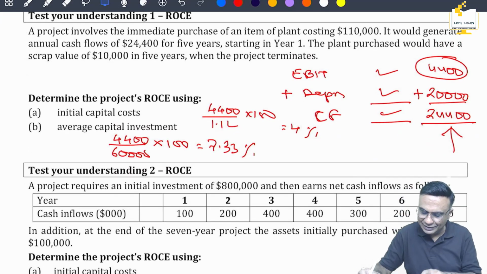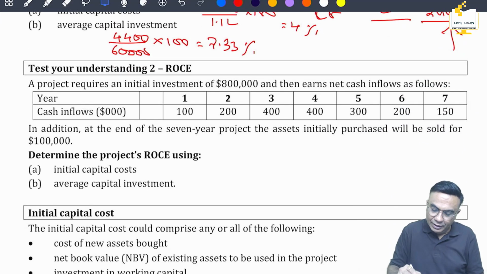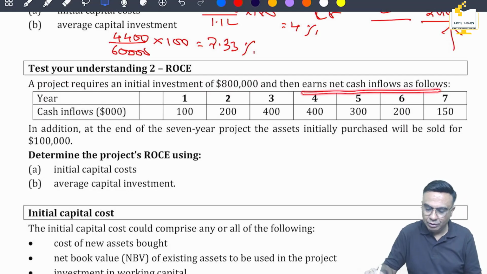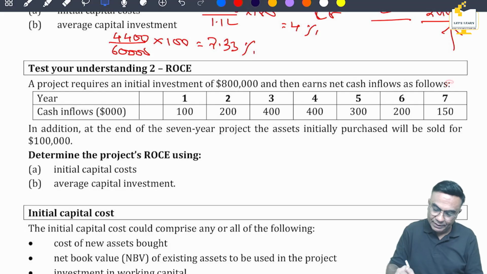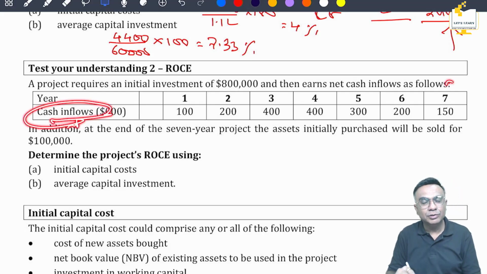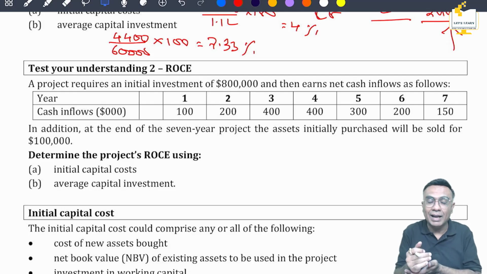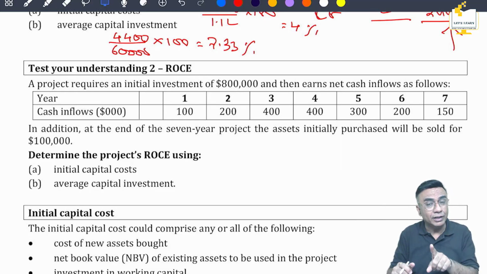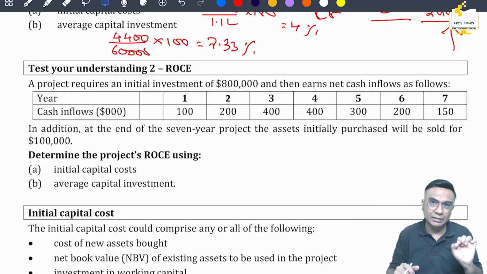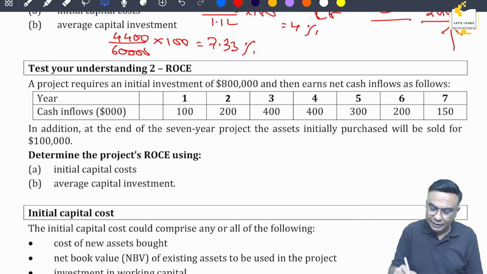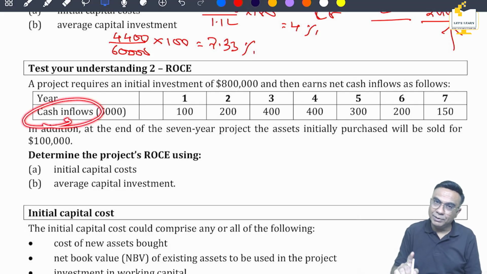Okay, let us take the second example. A project requires initial investment of $8 lakh and earns net cash inflow as follows. Year 1, 2, 3, 4, 5 up to 7. Cash inflow. Again, cash inflows are given. So depreciation you have to deduct, because to get cash flow, depreciation must have been added back. Right. But I want profit before interest. I want book profit, not the cash profit. Here in this formula we use EBIT. So what you have to do is, cash flows are given, you have to deduct depreciation from this figure.